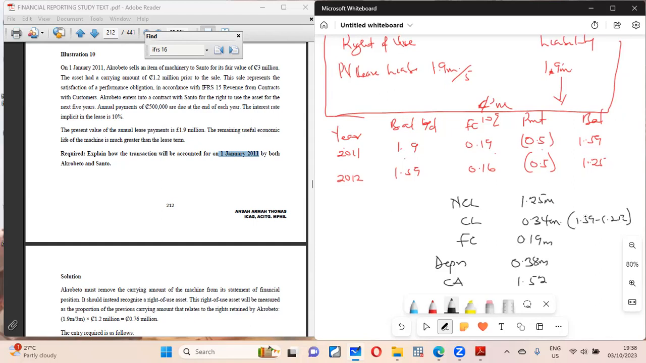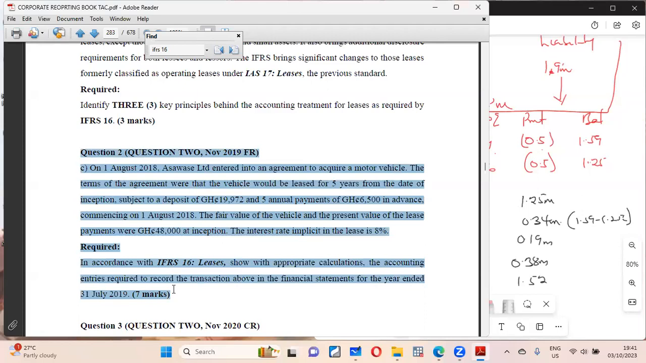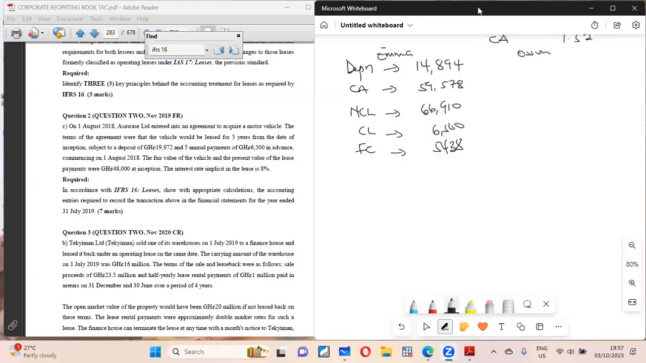I want you guys to solve this question for me. So this is your question. Question 2, 7 marks. Solve that.